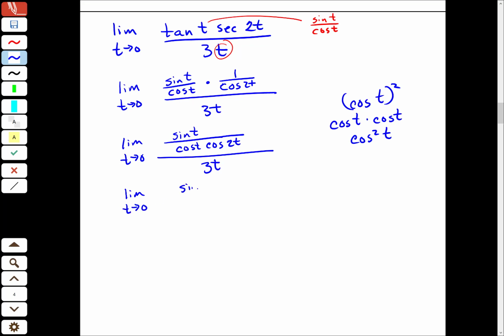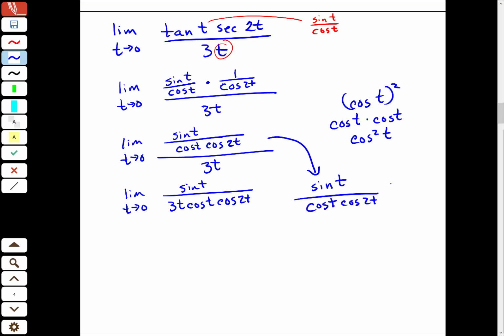you'll just write this as sine t and realize that the 3t moves here. If you want to see why that is, this is sine t over cosine t cosine 2t divided by 3t. But we know that dividing is the same thing as multiplying by the reciprocal. And then I just multiply across the top. So sine t times 1 gives me sine t, and then this 3t gets multiplied, but there's no way to combine it with either of my other pieces.